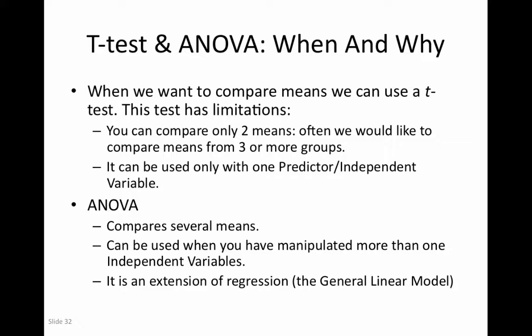The ANOVA compares several means. It can be used when you have manipulated more than one independent variable. It is an extension of the regression or the general linear model.